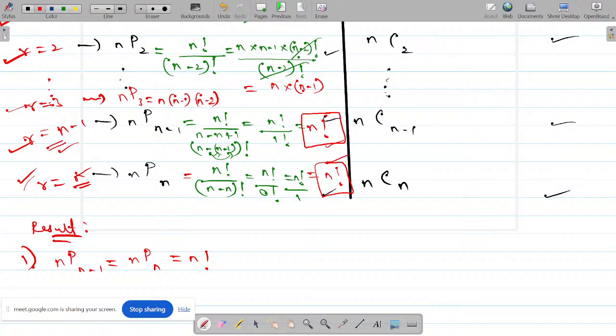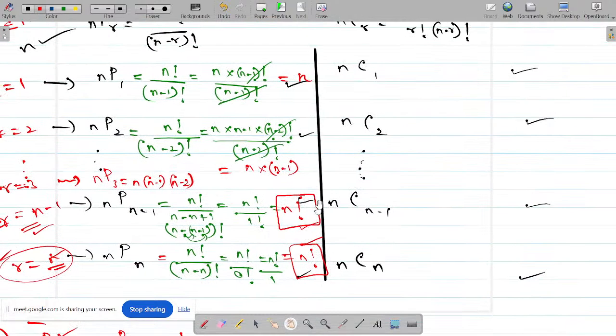So far we were discussing only this case, right? In the earlier class and the beginning of the session, we were discussing only r is equal to n, which is n factorial. But now we have got an extended result. So this is my first result. Shall I continue? Have you taken note of it? So you're now becoming experts.